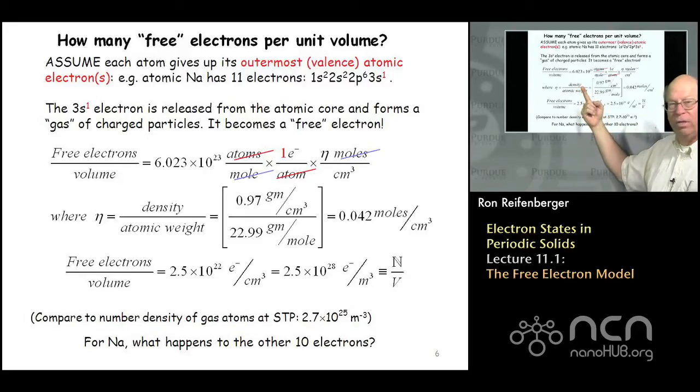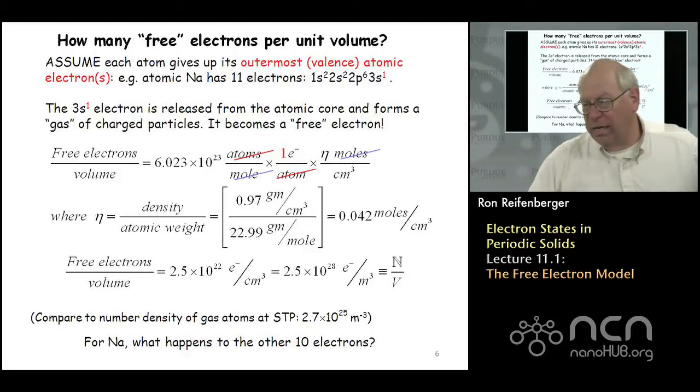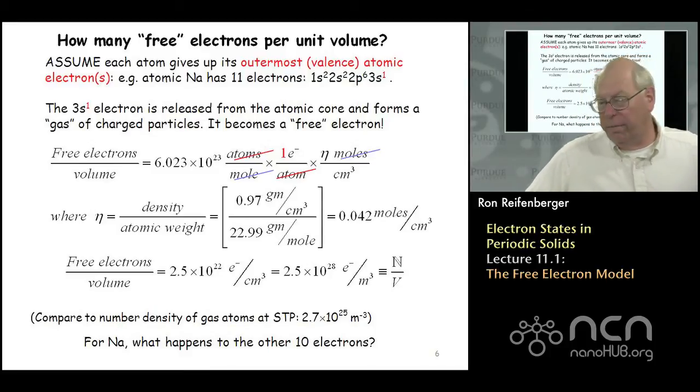So we now know what the density of sodium is. It's 0.97 grams per cubic centimeter. We know that sodium has about 23 grams per mole, right? So that gives us the moles per cubic centimeter, and that's exactly what we need in order to calculate the free electrons per unit volume. So when you put the numbers in, I end up with a number that's about 2.5 times 10 to the 28th electrons per cubic meter.